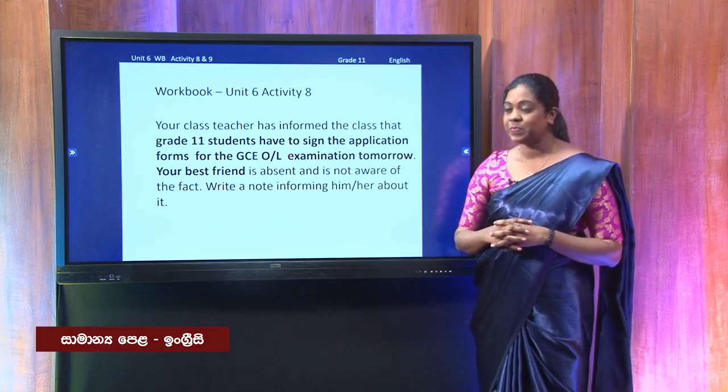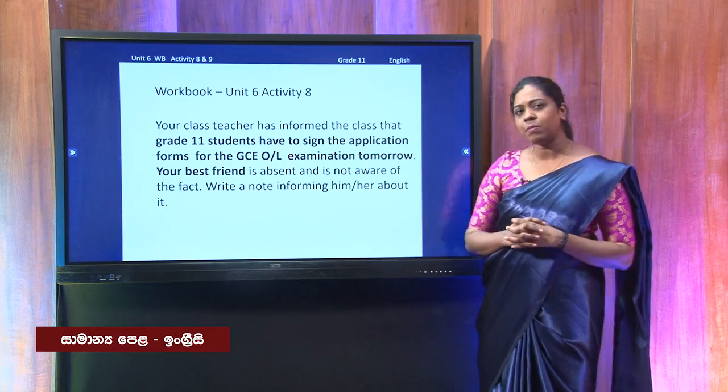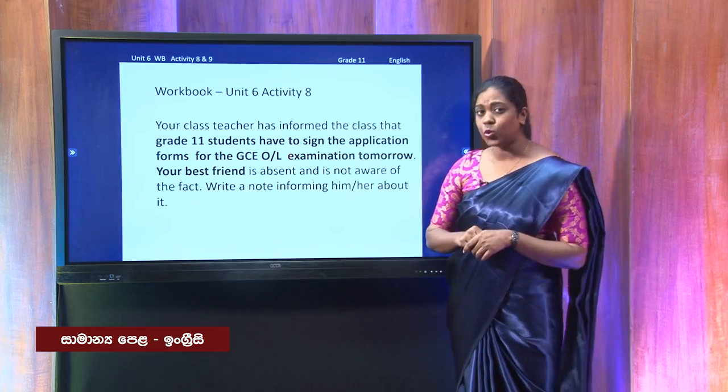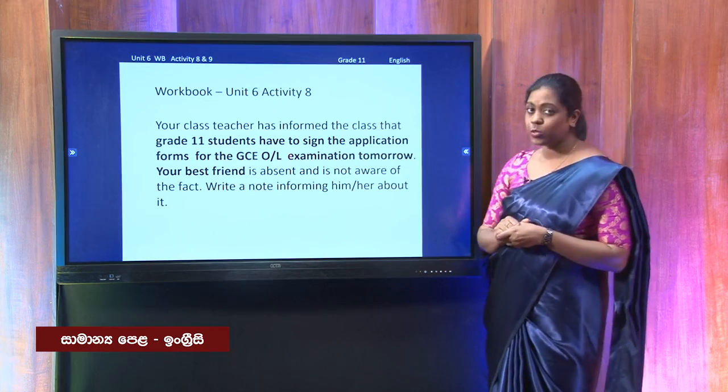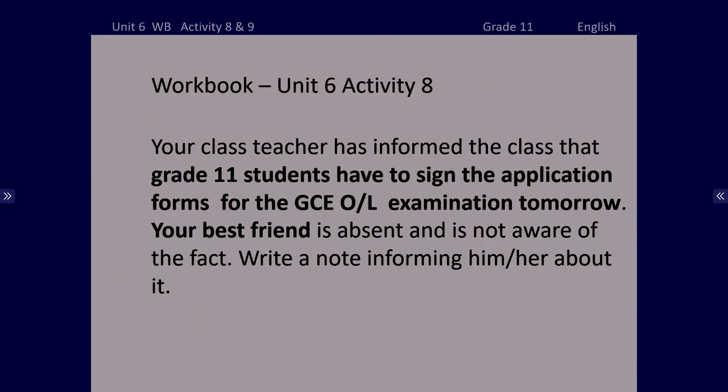Think about it. Can give you some time to work out your note. Recall the structure, the format I showed you. Try your best. I don't think you have to spend much time with this work because it's quite an easy task, a very simple task.